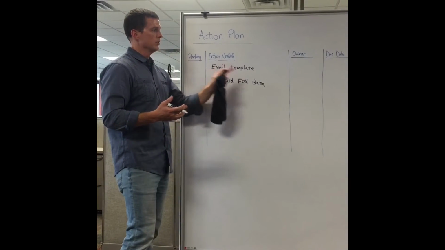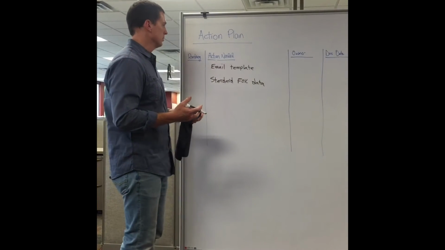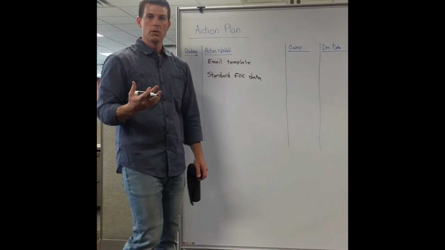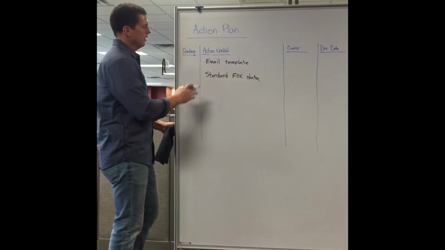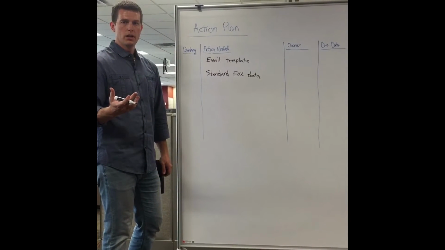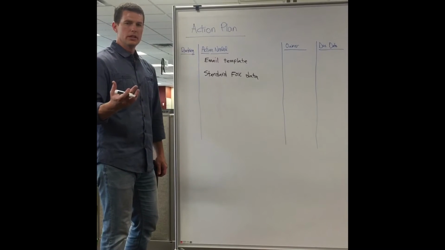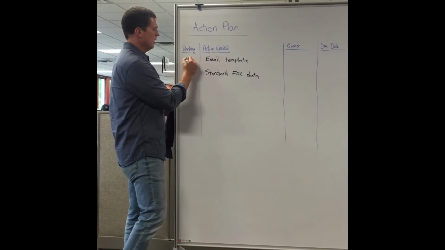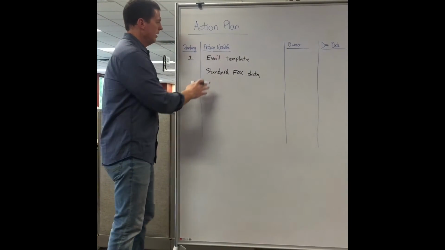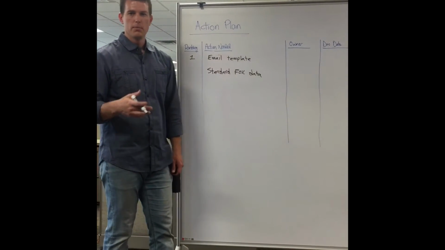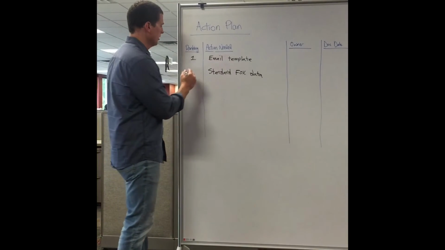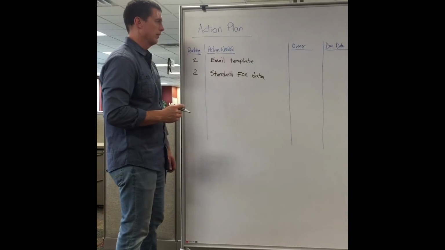So now what I want to do is just finish out my action plan. So the next thing I want to do is rank these. Which one is most important? Which one do I want to do first? So I think the email template will be pretty fast and easy because I kind of know already what I want to do there, and I don't really need to talk to anybody else to get approval. So I'm going to make that one my number one thing that I do first. And then I will tackle the standardized Fox data. I might need to talk to some people to make sure that where I'm going to put the data is okay. So I'll put number 2 on that one.